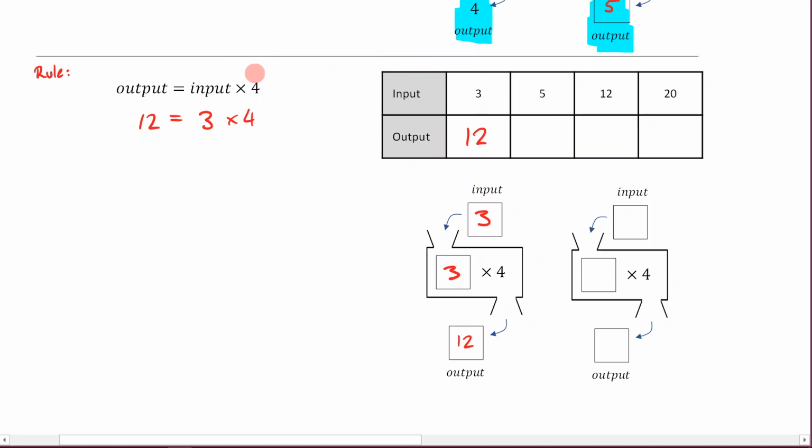Next, you're going to move to your next input, which is 5. So you're putting 5 into the machine. The machine is saying times it by 4. So therefore, you're going to get 20 out. And again, you're going to think of this in terms of substitution. 5 is your input. You're timesing it by 4. 5 times 4 is 20. Let's do the next one. So next is 12. So you're going to put 12 into your input spot. You're going to times it by 4, and you're going to get 48 out. So you put 48 as the output value.